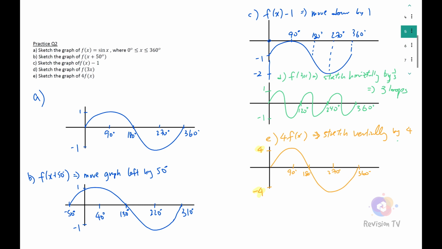Just practice question 2, the answers. Sorry about squeezing in the middle in here. I would say this one is probably the hardest one, but you do realize stretching horizontally by a third means you're pushing everything by 3, so 3 loops. And for part E, stretch vertically by 4, so 4 and -4.